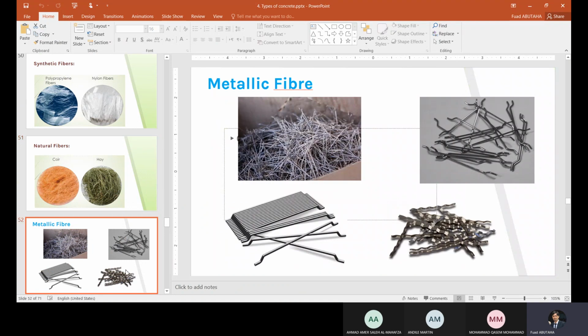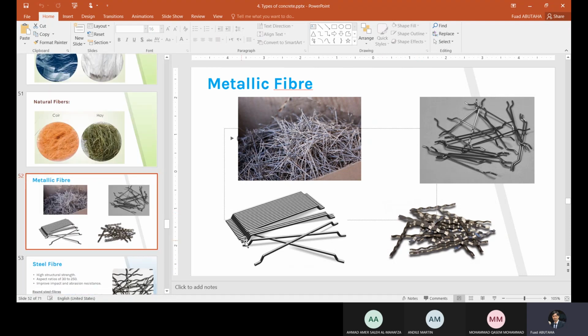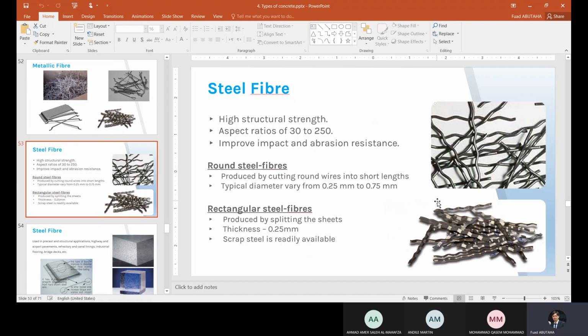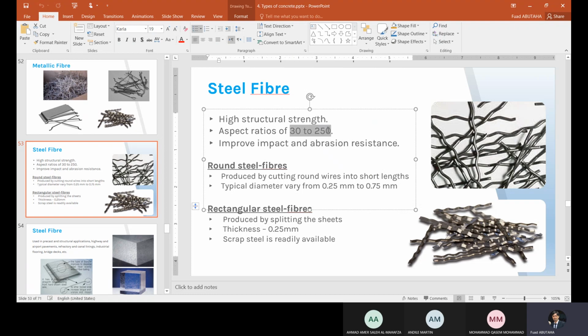Starting with the metallic fibers here, even the metallic fibers come in different shapes and different thicknesses. Some come in rounded shapes, some rectangular, and with different lengths of the particles themselves. Steel fiber gives high structural strength, with an aspect ratio between 20 to 150. So what is aspect ratio?